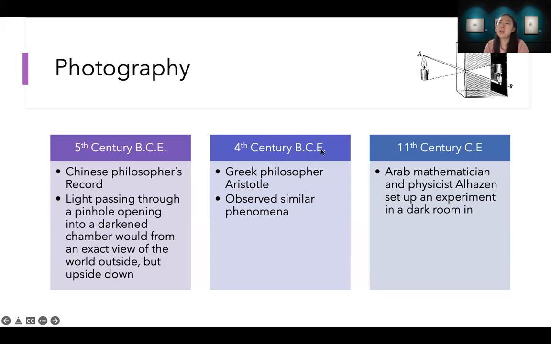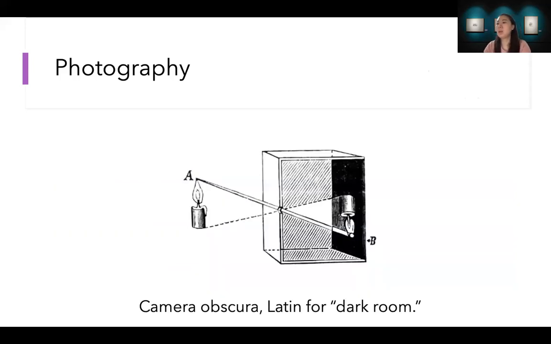A century or so later, the Greek philosopher Aristotle observed a similar phenomenon and wondered what caused it. And early in the 11th century, the Arab mathematician and physicist Alhazen set up an experiment in a dark room in which light from several candles passed through a pinhole in a partition, projecting images of the candle flames onto a surface on the other side. Alhazen's works circulated in translation in Europe, where early scientists continued his investigations into the behavior of light.